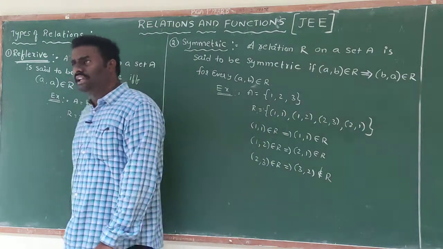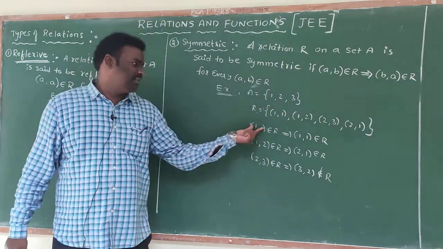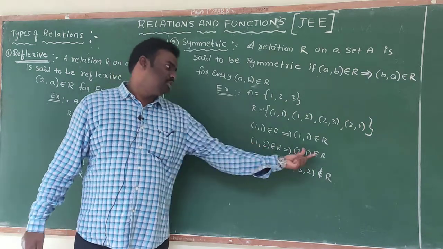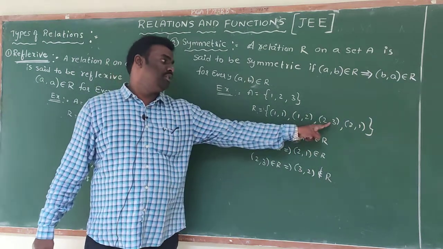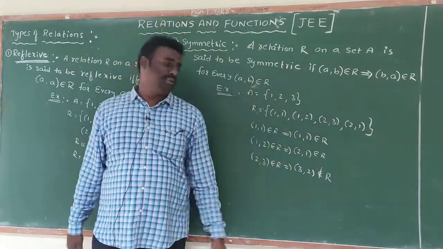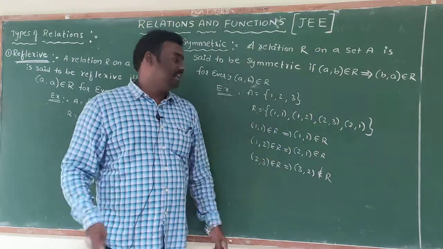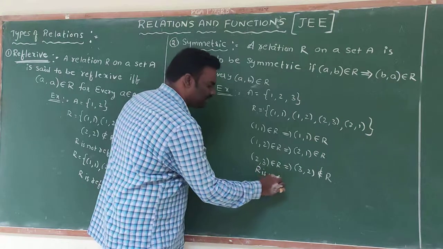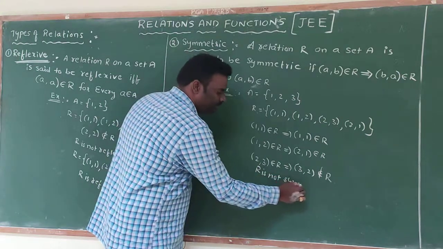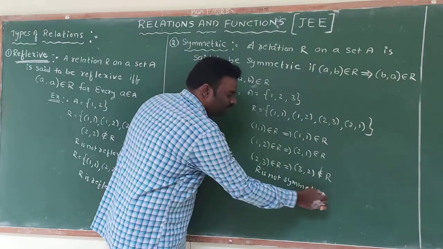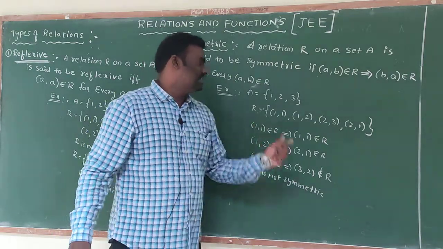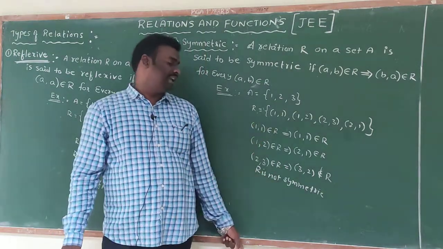Here the best example is, if you take 1 comma 1, the reverse 1 comma 1 is there. If you take 1 comma 2, 2 comma 1 is there. But if you take 2 comma 3, what is the reverse of 2 comma 3? 3 comma 2 is not there. That's why R is not symmetric. Understood? That's why this is an example of a relation that is not symmetric.